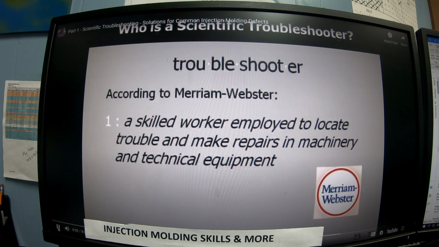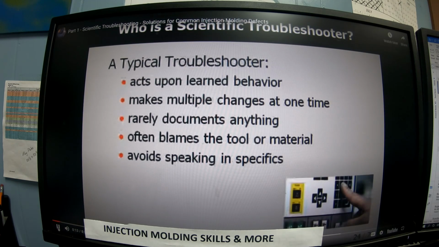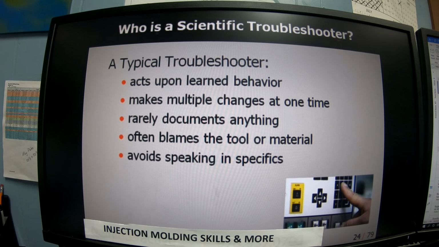Let's define who is a troubleshooter. According to Merriam-Webster, a skilled worker employed to locate trouble and make repairs in machinery and technical equipment. As we compare a typical troubleshooter to a scientific troubleshooter, you'll note that a typical troubleshooter will act upon learned behavior, will rarely document anything, and will avoid speaking in specifics.